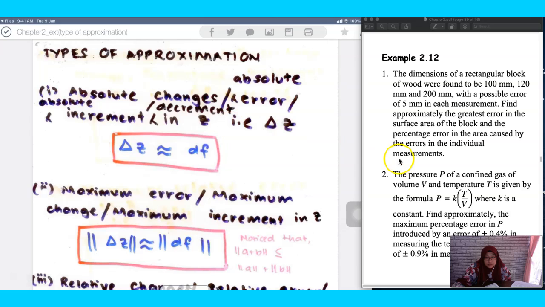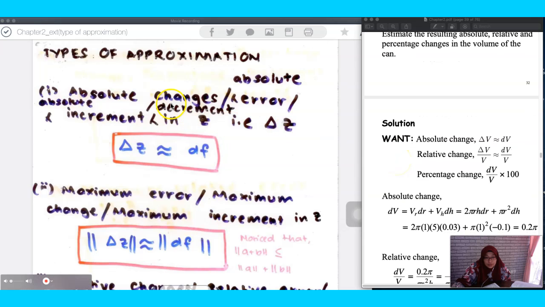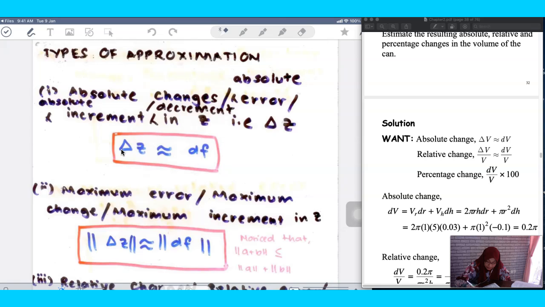In the previous video, which is this one, I already introduced how you can obtain the absolute changes, or absolute error, or absolute increment, or the approximate changes. Okay, another one is approximate changes or the true change. So the true change is delta z. Remember, just on the previous video. Delta z can also be denoted by delta f. They have the same meaning.